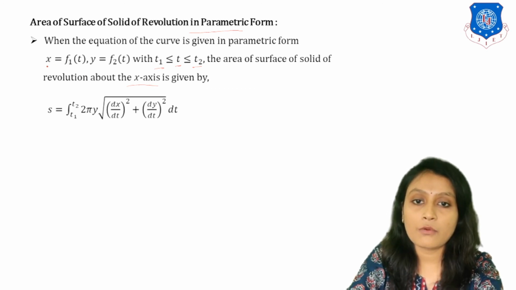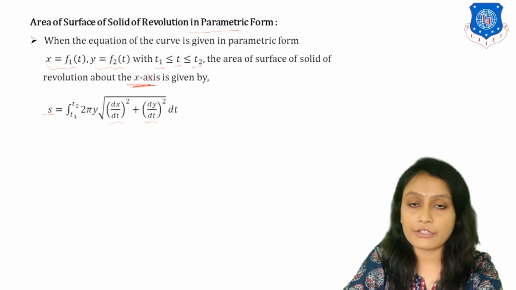So whenever in the question parametric form is given, that is x is given in terms of t and y is given in terms of t, what we have to do is find this dx by dt, dy by dt, substitute it and solve this integration. So you will get the area of a surface of revolution about the x-axis in parametric form.